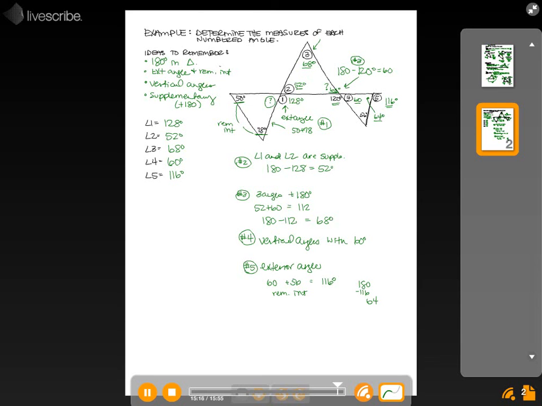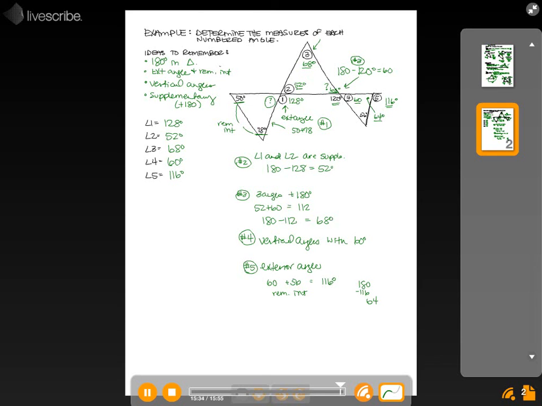Okay, so there's an example of how to find all the angles in a triangle, or in a set of triangles. And that's what you're going to be doing on your homework when you get to class. So if you have any questions, bring them to class next time. I will put another example up underneath this so that you can work through it.